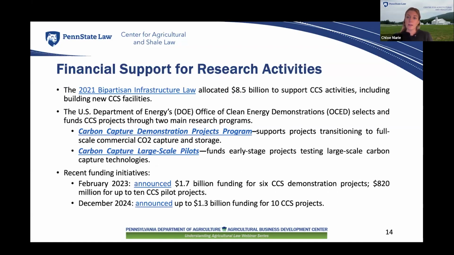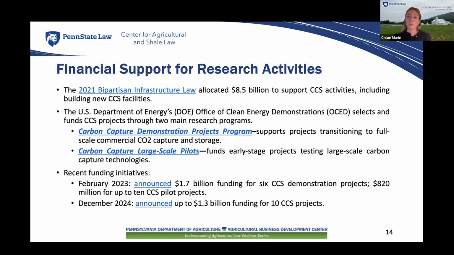To oversee and select eligible projects, the DOE established the Office of Clean Energy Demonstrations, which focuses on advancing decarbonization efforts. The OCED manages two key programs, the Carbon Capture Demonstration Projects Program and the Carbon Capture Large-Scale Pilots, both focused on advancing carbon capture technologies.